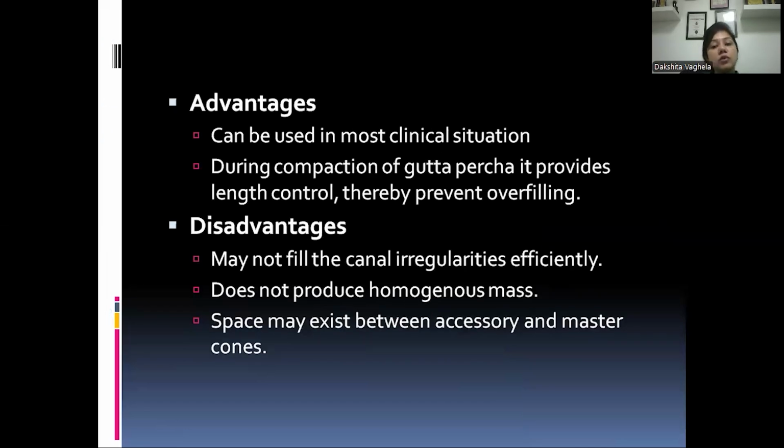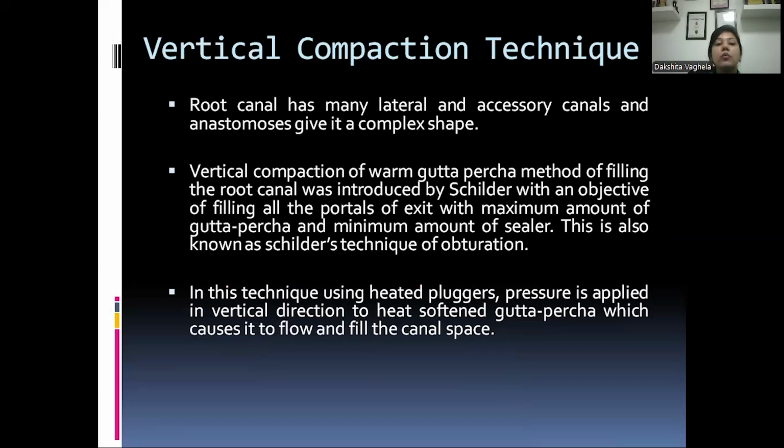Advantages: they can be used in most clinical situations. During compaction of GP, it provides length control, thereby controlling overfilling. Disadvantages: in case you have a lot of accessory or lateral canals, it will not flow into those, right? It does not produce a homogeneous mass, may not fill the canal irregularities efficiently, and spaces may exist between accessory and master cones. Now, next we have the vertical compaction technique.